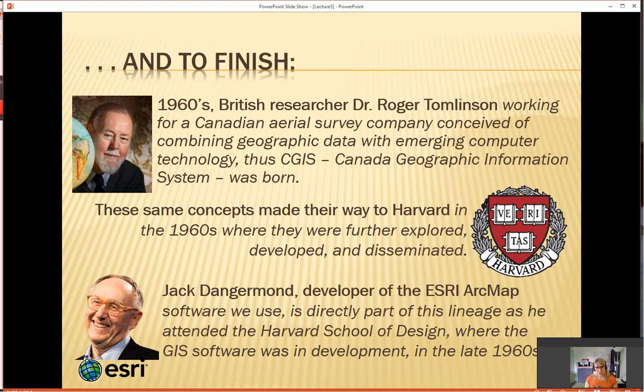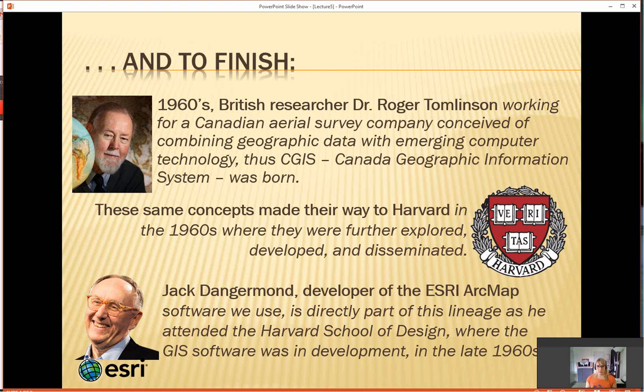So fast forward a little bit, it's the 1960s. British researcher Dr. Roger Tomlinson is working for the Canadian Aerial Survey Company, and he had a brilliant insight. He thought, why don't we put all this geographic information, all of these photos that I'm taking, all these drawings that we do, and put it into a computer? And he came up with the Canada Geographic Information System.